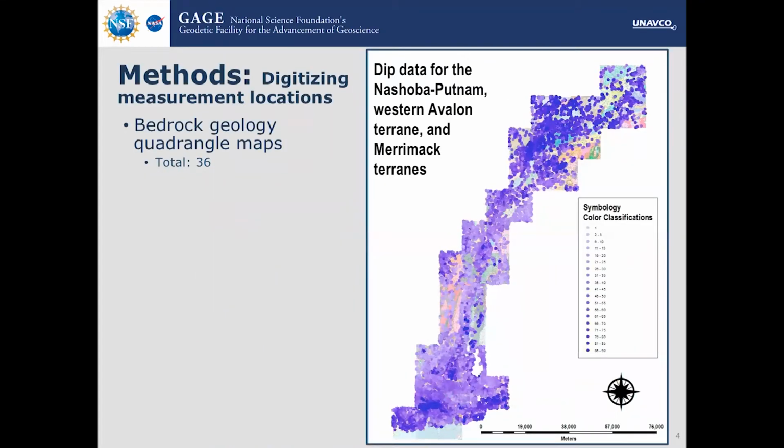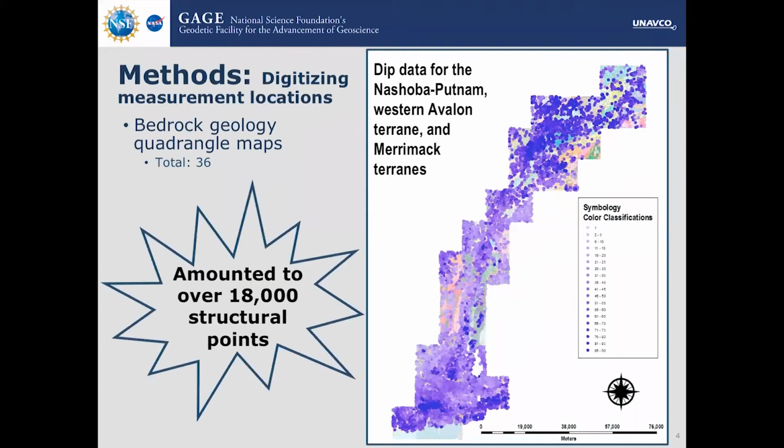All right, to begin to interpret and analyze the structures within the Neshoba-Putnam, I first digitized the points that I would be analyzing and compiling data on. Now, I did this by looking through the 36 quadrangle maps, which you can kind of see in the map to the right, the different segments of the quadrangles, and it amounted to over 18,000 points that I cycled through twice to get data and compile information on. This map specifically depicts the dip measurements that I will later expand on.